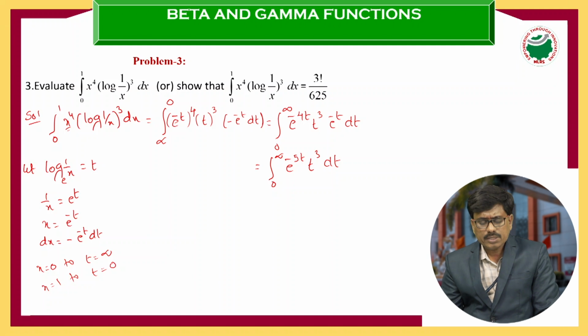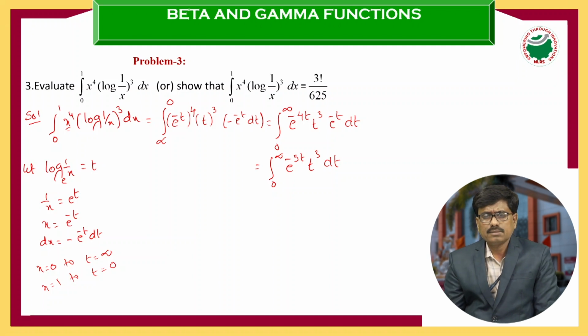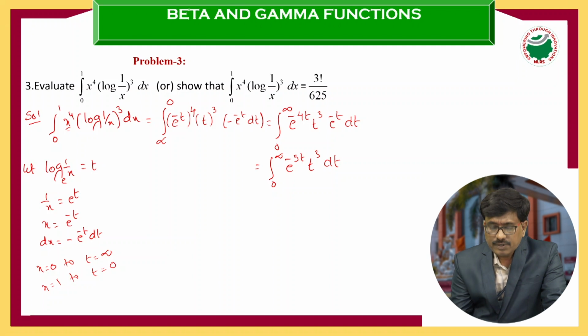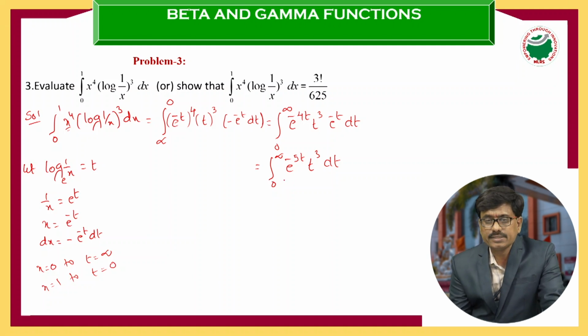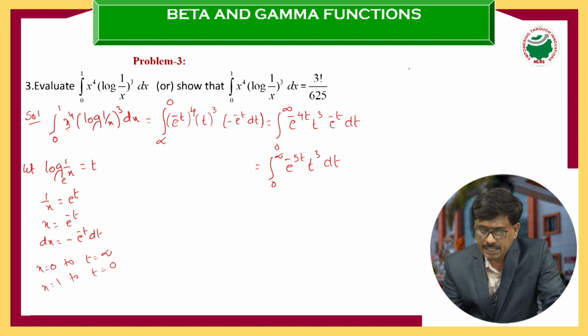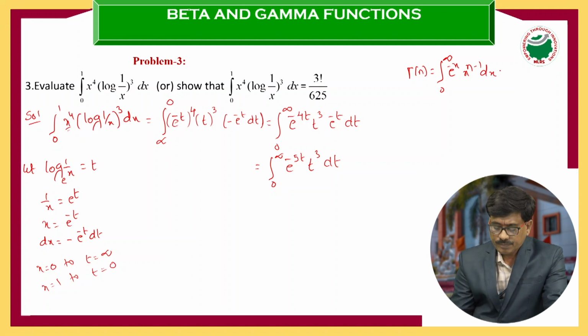Now our integral is transformed into an improper integral of the second kind in a single variable. For this integral, we need to evaluate the value in terms of gamma. Let me write the definition of gamma. What is the definition of gamma of n? Integral 0 to infinity e power minus x, x power n minus 1 into dx.